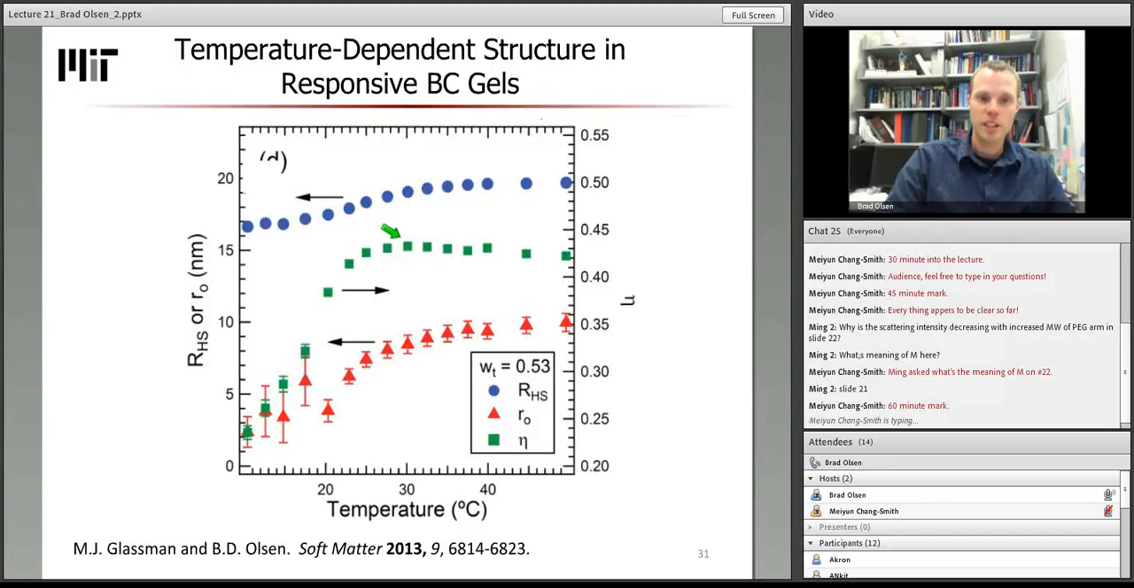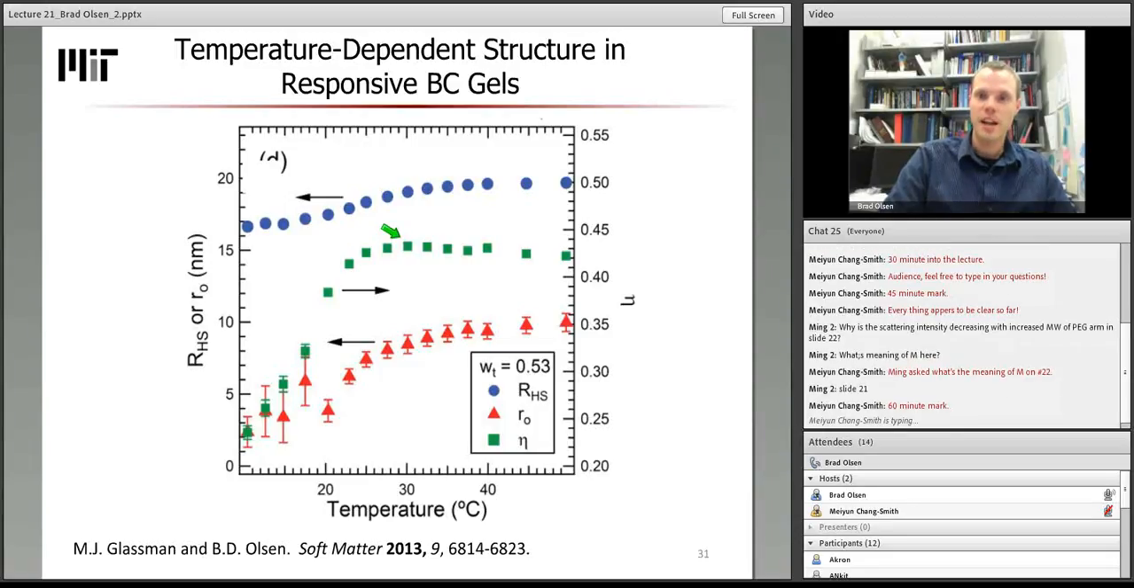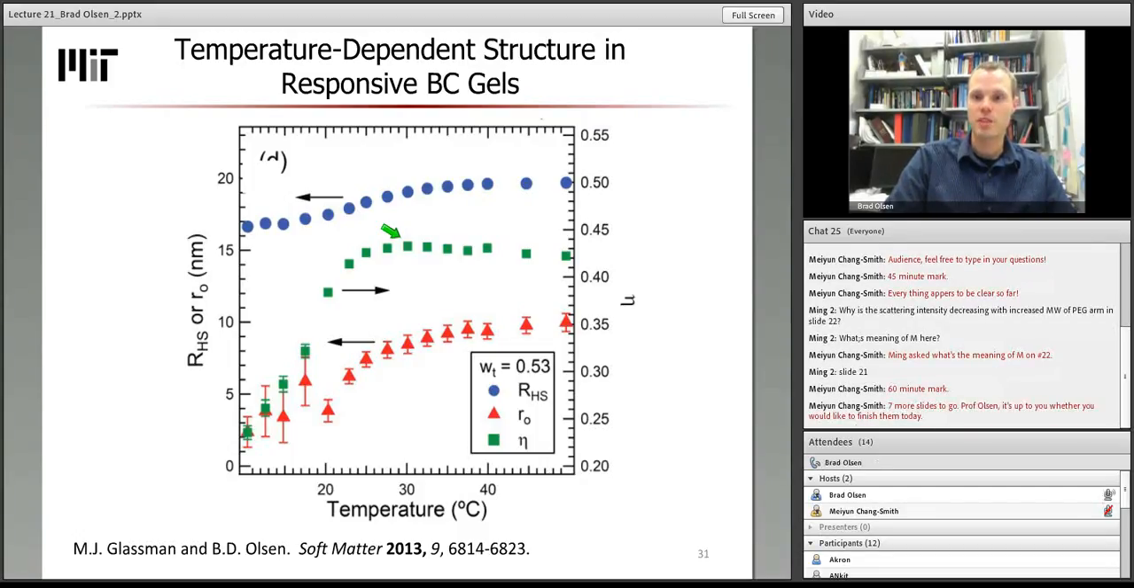So we essentially can go to these intermediate temperatures where the packing fraction is maximized, and this gives us the ability to get the types of mechanical properties that we're interested in, the highest possible toughness and the highest possible modulus out of these materials.